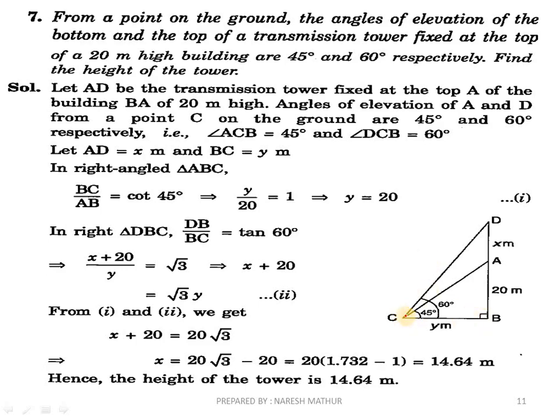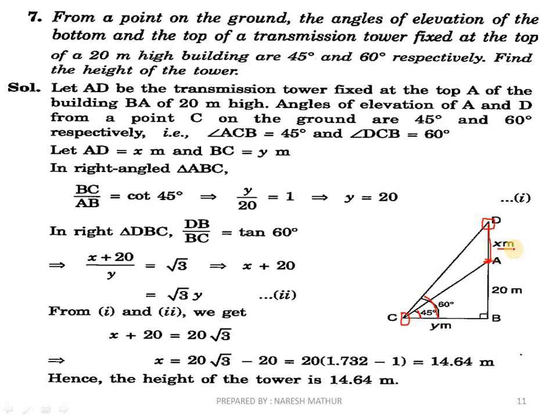What we are given: this is the observing point. This is the building which is 20-meter high. A tower is just above the building. This is the bottom of the tower and this is the top of the tower. This point can also be known as top of the building, or we can say it is the bottom of the tower. So the angle of elevation of the bottom of the tower is 45 degree and the angle of elevation of the top of the tower is given as 60 degree. We need to find the height of this tower.